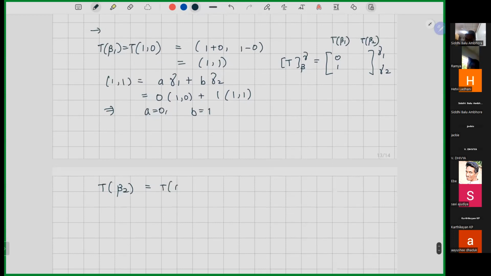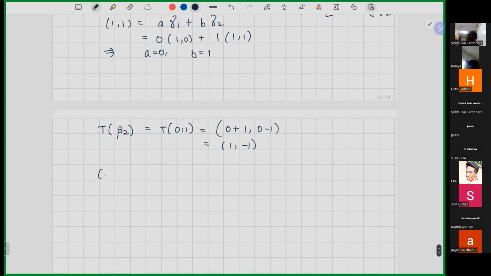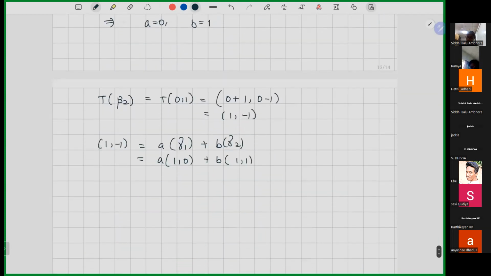Second one is T of (0, 1), which is now (0 plus 1, 0 minus 1), which is now (1, -1), right? Yes. And now I want to write this (1, -1) in terms of, let us say, A gamma 1 plus B gamma 2. And what was gamma 1? (1, 0), and gamma 2 is, what is it? I think (1, 1). Yes, gamma 2 is (1, 1).